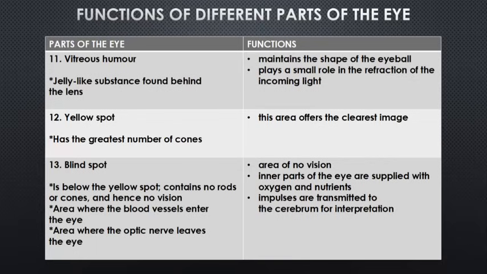So you've seen there, it is connected to an optic nerve, which is a very important nerve. So what is the function of the blind spot? The blind spot, what is important for you to know is that it is the area of no vision there. And also it is the part of an eye that supplies what? Oxygen and nutrients to the eye. And also impulses are transmitted to the cerebellum for interpretation through what? The optic nerve, which is attached to the blind spot.